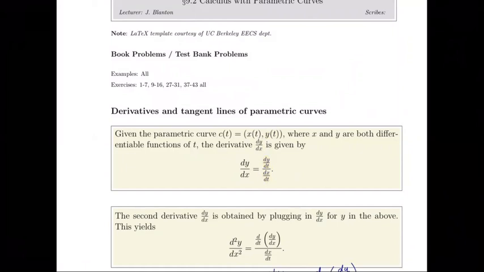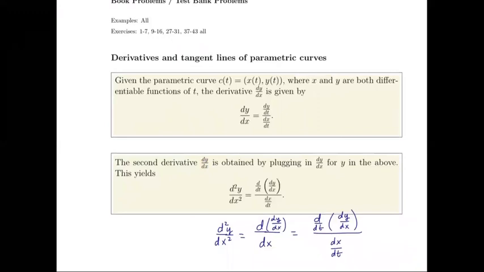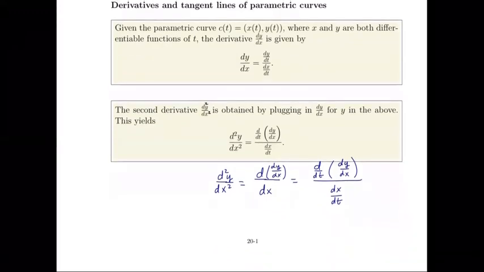But the next thing we can do is define the second derivative. So we've got a formula below for that, and I'll motivate how this formula comes about after I introduce it. If we're looking for the second derivative, d squared y over dx squared, we can find that by taking the derivative of dy/dx and plugging in for y in the above formula.